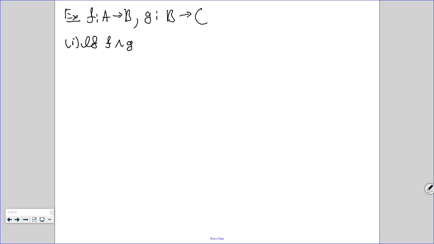Let's do a couple more examples about one-to-one functions and about inverses. First example, suppose we have two functions f and g. We want to show that if f and g are both one-to-one, so is the composite function. So now let's prove this.